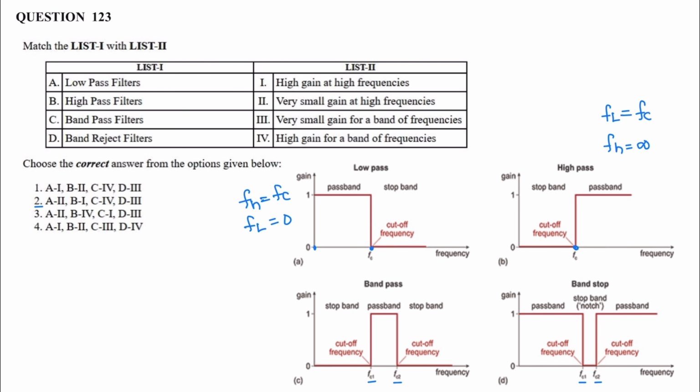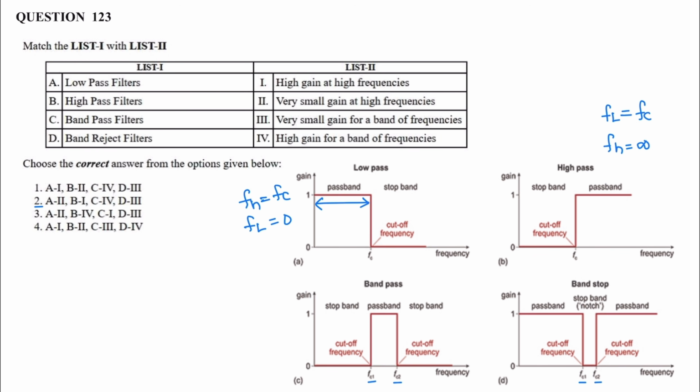For an ideal low pass filter, up to the cutoff frequency, all frequencies are allowed with zero attenuation. If frequency is beyond the higher cutoff frequency, attenuation is very high, almost zero signal is transmitted. For a high pass filter, up to the cutoff frequency, attenuation is maximum, that is the stop band. Beyond FC, it is the pass band.